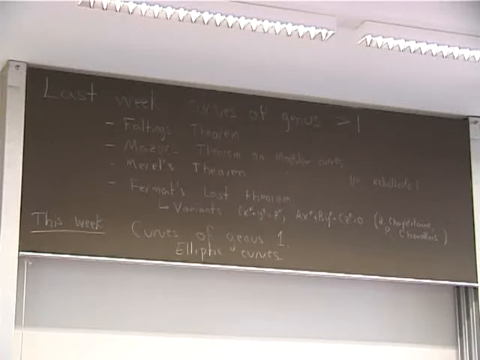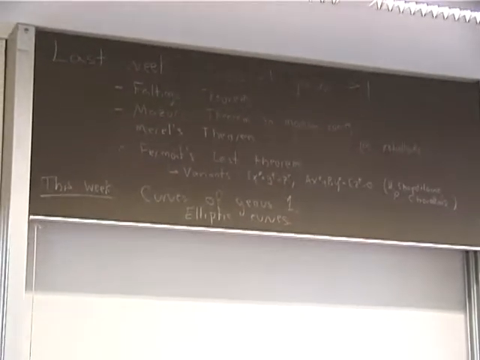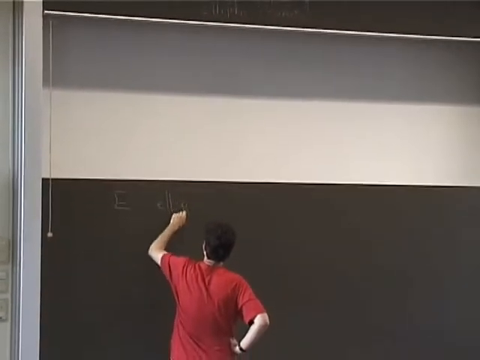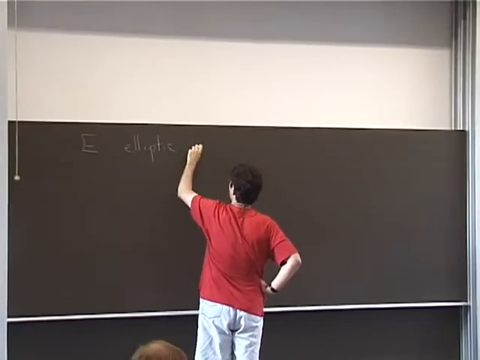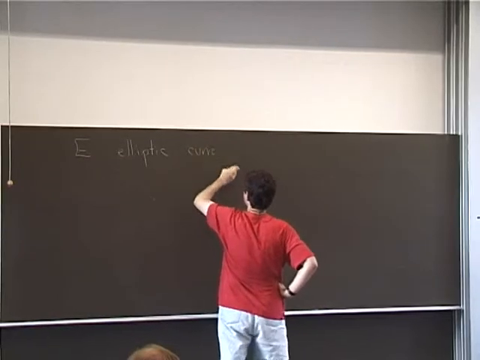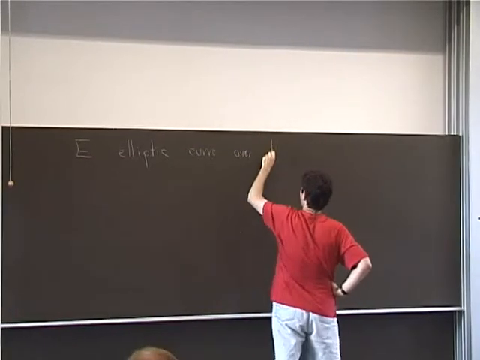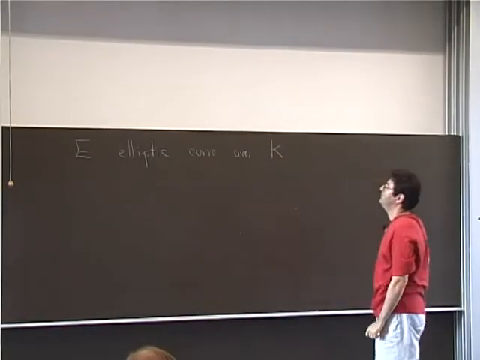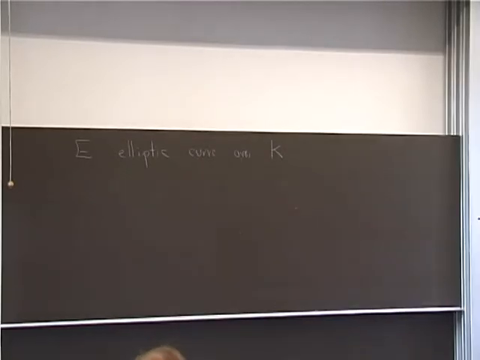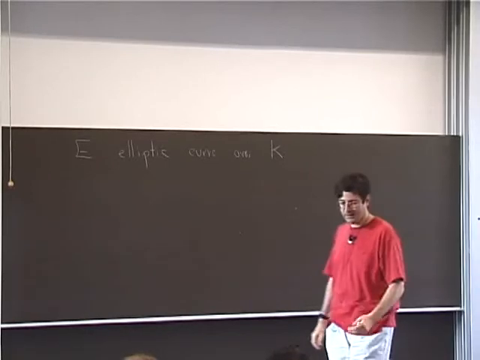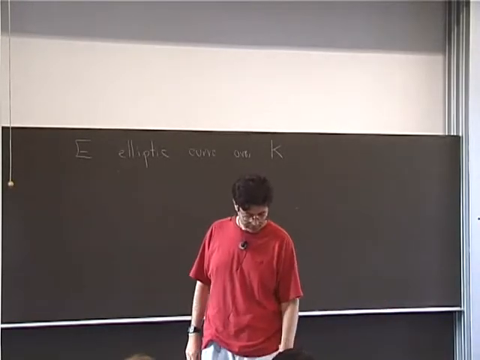Let E be an elliptic curve, so a curve of genus 1 equipped with a rational point over K. So, an elliptic curve over a number field K. That's a curve of genus 1 with a rational point, which I call the origin. And then the curve is endowed with a natural structure of an algebraic group, as we already saw or discussed many times last week.